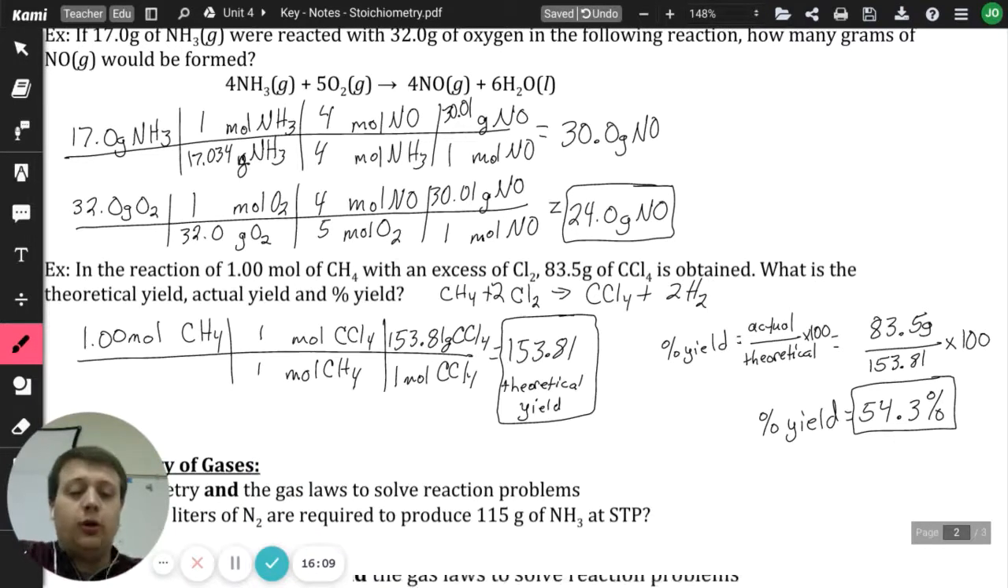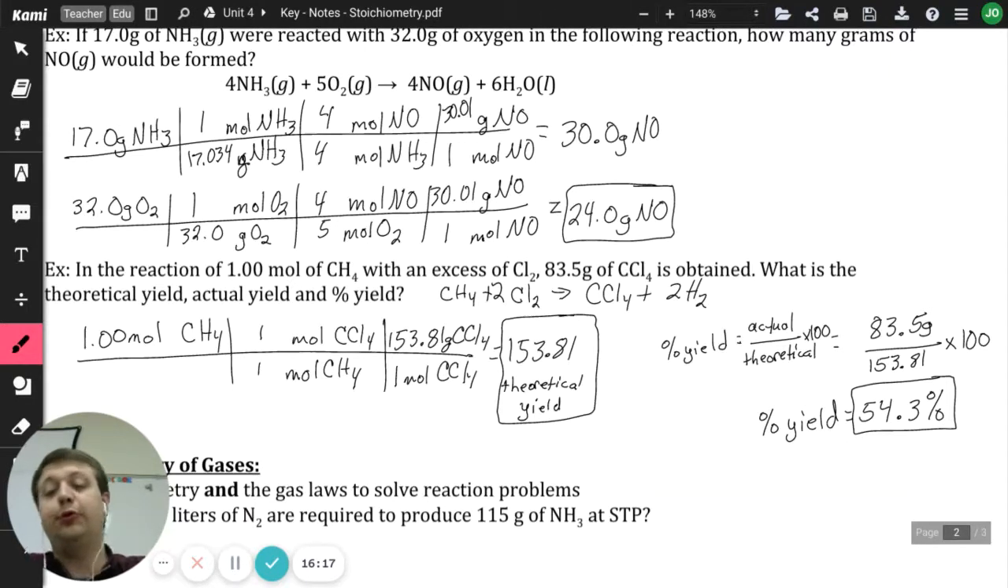Okay, so here is what you should have gotten. For that first example with the 17 grams of ammonia, we found that with the ammonia, we could produce 30 grams of nitrogen monoxide. And with the 32 grams of oxygen, we could produce 24 grams of nitrogen monoxide, which means the amount of mass that we could make with nitrogen monoxide is that 24 grams.